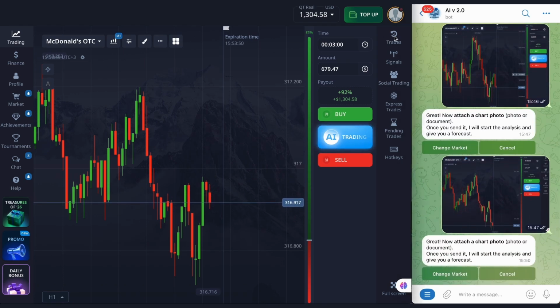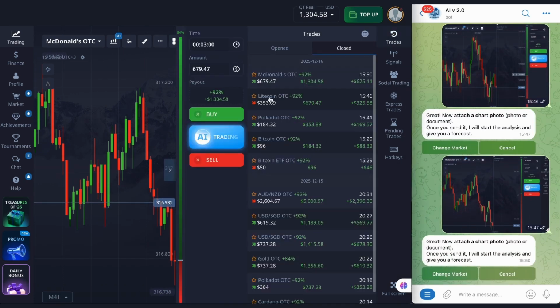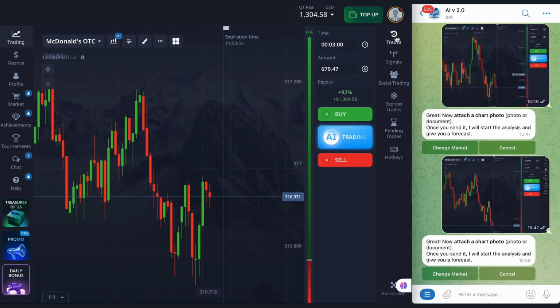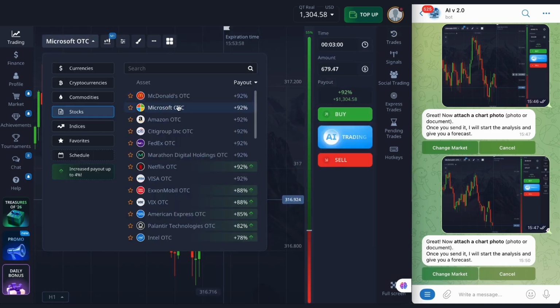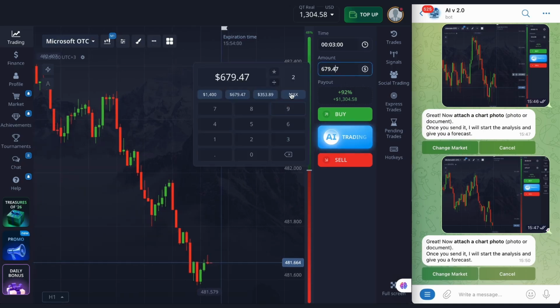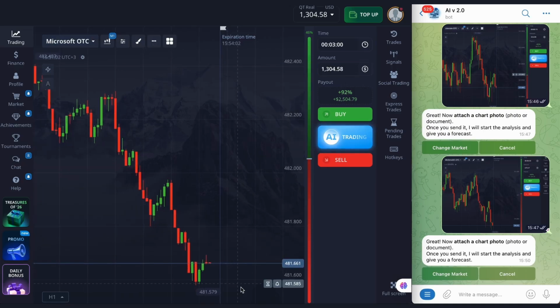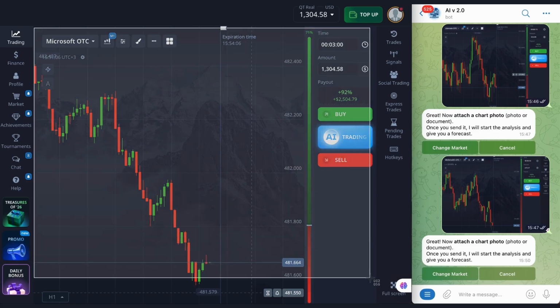We were able to trade this account, ladies and gentlemen. We traded this account from $50 and we are already on 1,300. Let's keep cruising high. Next trade is gonna be on Microsoft OTC, and I'll be risking maximum my account balance as usual. Let's go ahead and take a nice screenshot of Microsoft OTC, ladies and gentlemen.